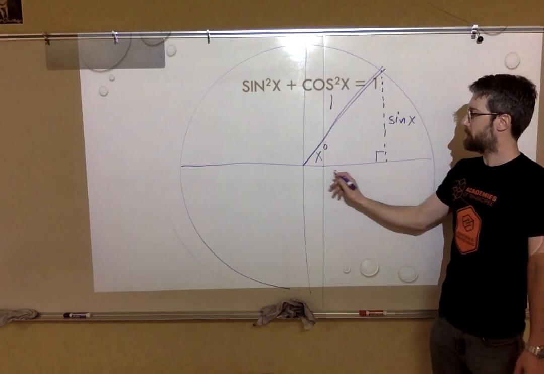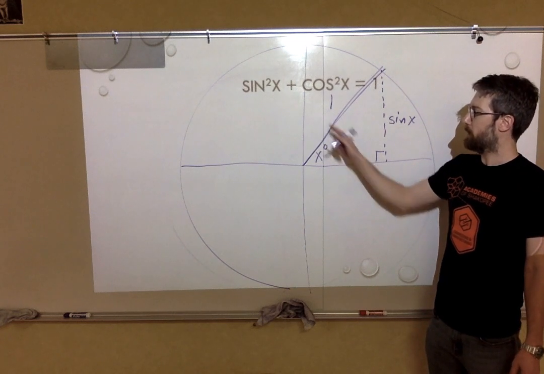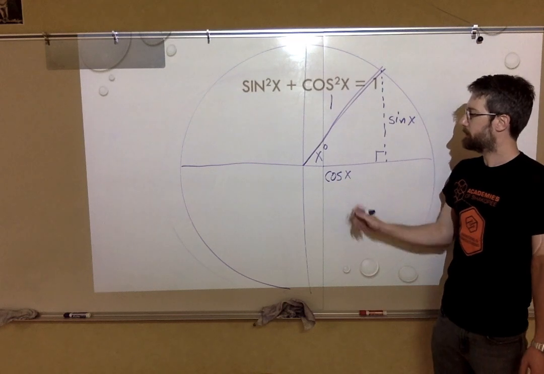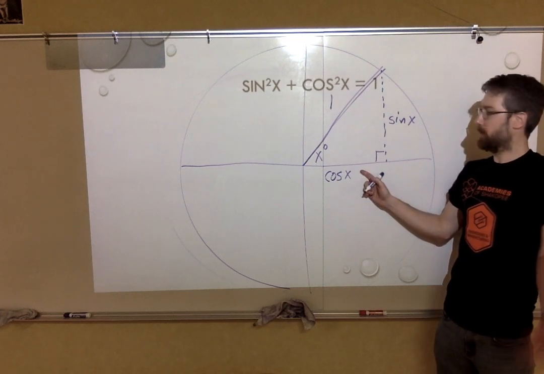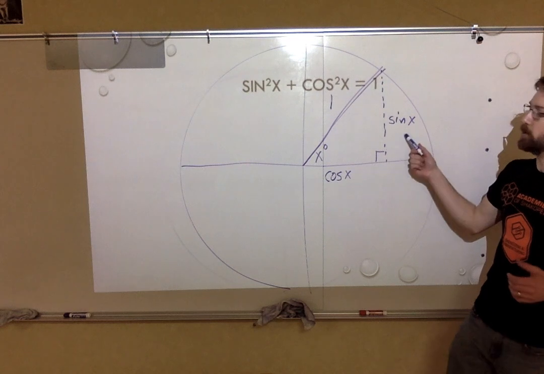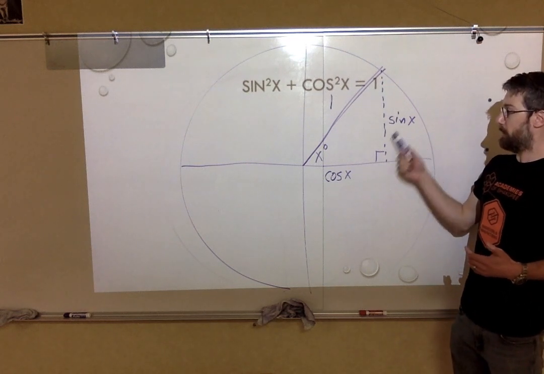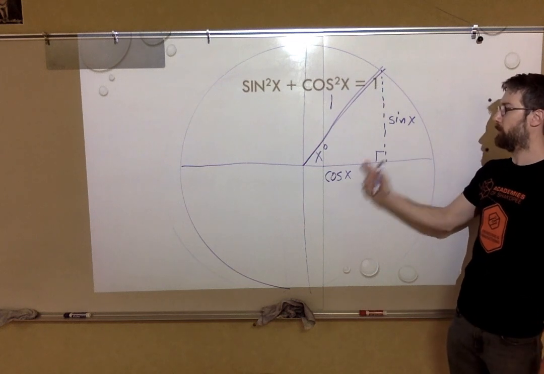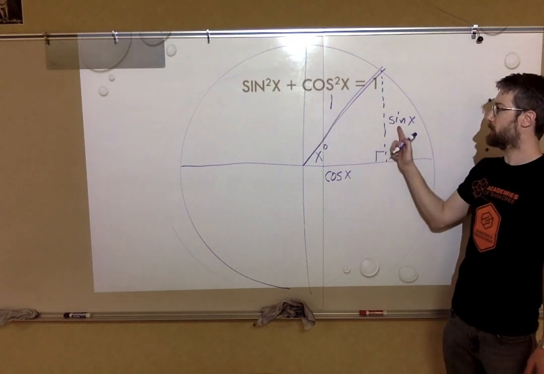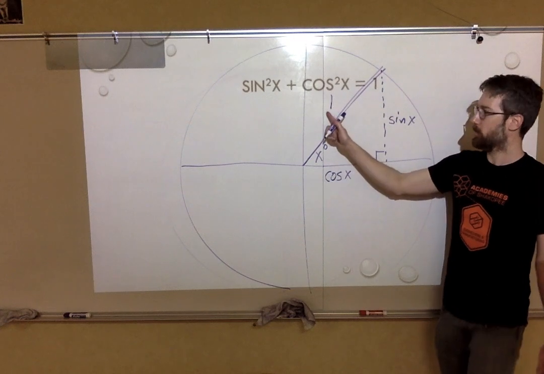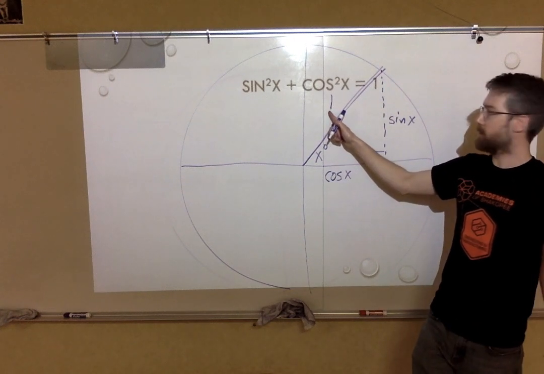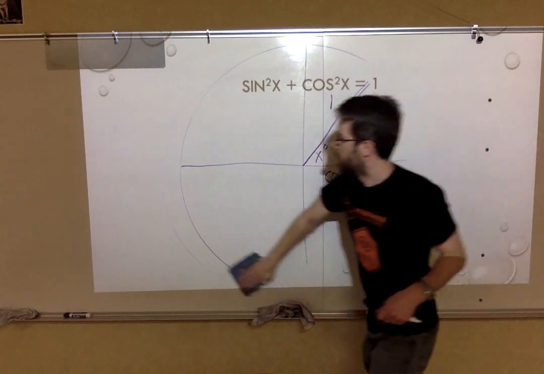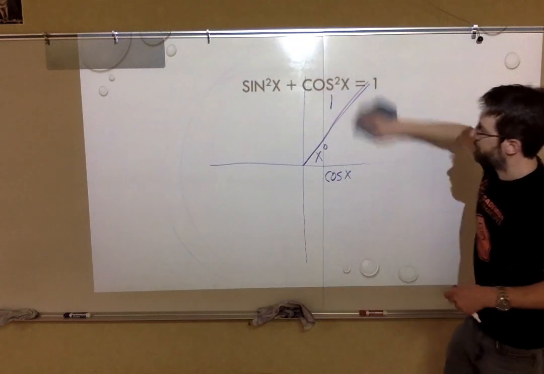Same thing with the adjacent side. It's adjacent over hypotenuse is cosine. That means that if the hypotenuse is 1, that adjacent side is equal to whatever cosine is. Well, now I've got this right triangle where it's sine of x and cosine of x, and the hypotenuse is 1. The Pythagorean theorem says that a squared plus b squared equals c squared. So sine squared plus cosine squared equals the hypotenuse squared, which 1 squared is just 1. So that's why this is a thing, and why we call it a Pythagorean identity.